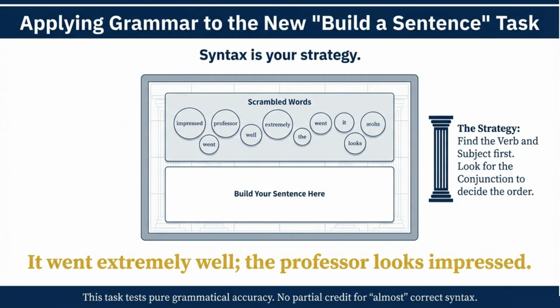Let's apply this to a game. Imagine you are looking at the screen. You see scrambled bubbles: impressed, professor, well, went. How do you solve it? Find the verb and subject first. It went. Then look for the logical connection. The solution is, it went extremely well.